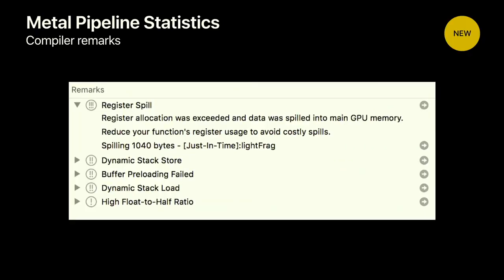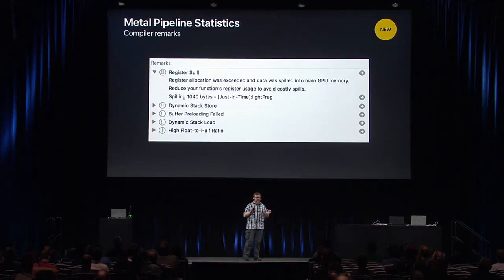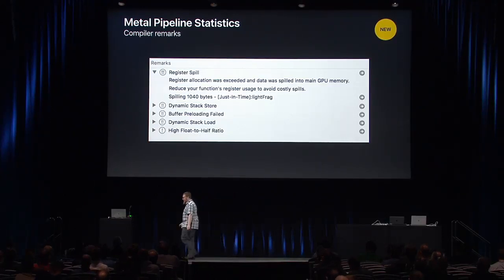It's like having a GPU compiler engineer built into every Xcode. For each remark, it'll explain what it means, what you can do to reduce it, and give you a link to where you need to go to fix it. Well, to demo this new feature, I'd like to invite my colleague Jose to the stage to give you a tour of Metal Pipeline Statistics.